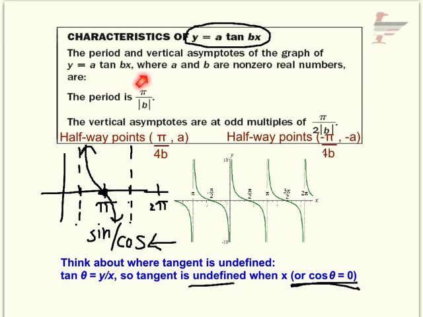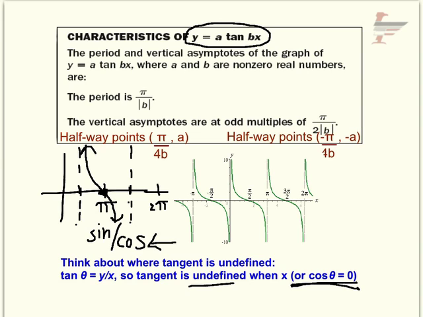So going back up here, the period, instead of 2 pi divided by b, is now going to be pi divided by b, and that's simply because tangent is interrupted by those vertical asymptotes, where they are undefined. So the vertical asymptotes are odd multiples of pi divided by 2b. So basically, if you know your period is pi divided by b, your vertical asymptotes will be pi divided by 2b. And then your halfway points, you might want to write this down because this actually is not in your textbook, and it might be useful. And when you watch the graphs on tangent, this will make a lot more sense.